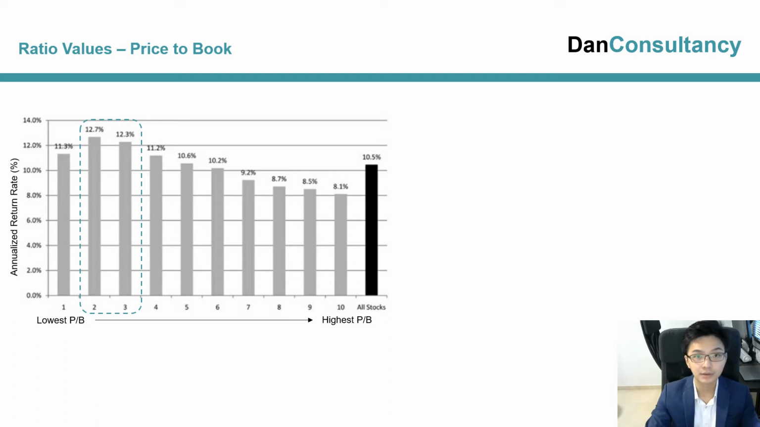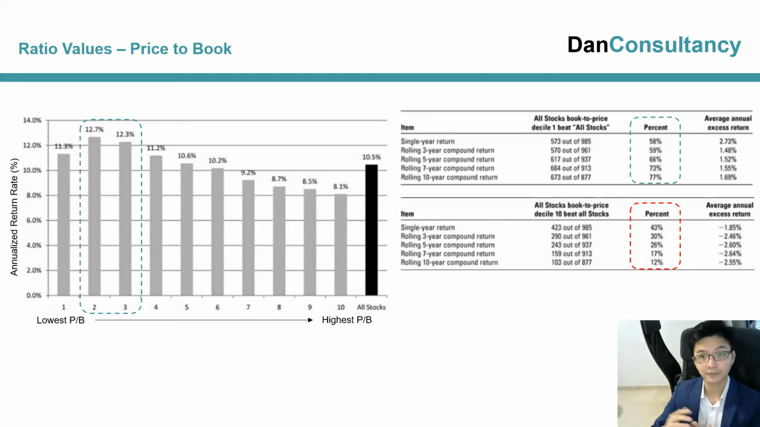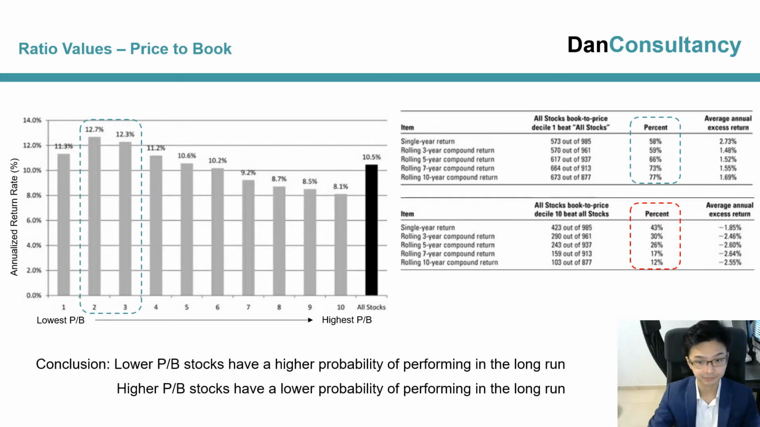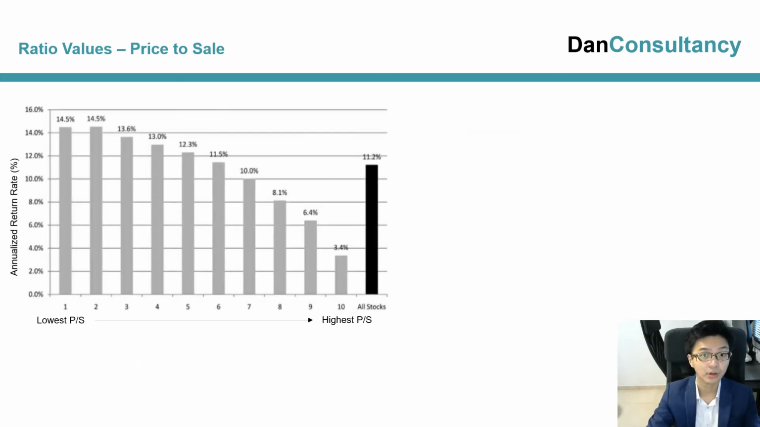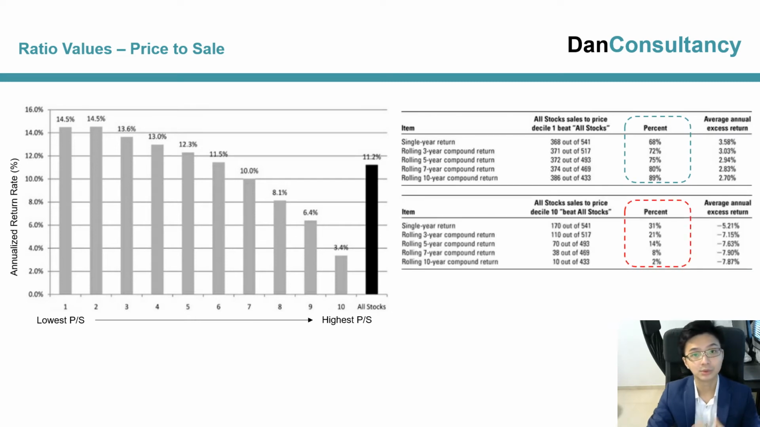Apart from this peculiar finding, in terms of the base rates, the findings are identical with the findings of the previous price to earning ratio, where stocks with a lower price to book ratio will have a higher probability of outperforming stocks with high price to book ratios, right? Moving on. Now for price to sales ratio, the findings are identical to the price to earnings and price to book ratio, so I will not be going through the details.